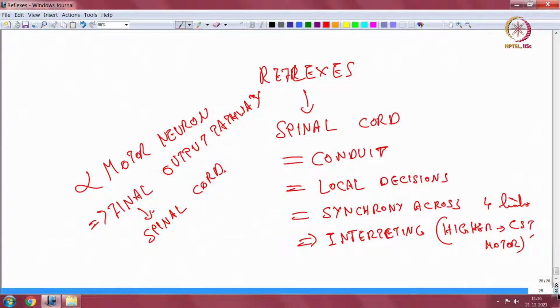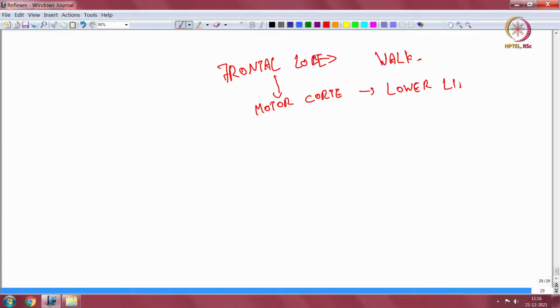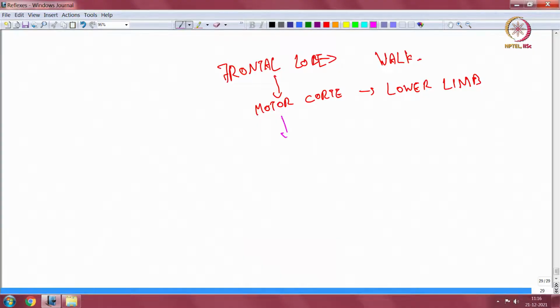To give you an example of how the hierarchy would work, the frontal lobe generates walk, that in turn goes to the motor cortex. So, lower limb is isolated for the purpose of walk, but once that is generated then it goes to the spinal cord.